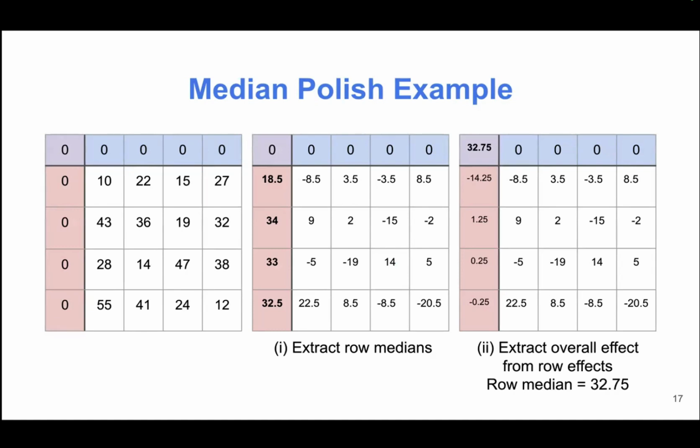And then once we've done that step once, we'll take a look at the median of those row effects and subtract that from each of the row effects and add it to our overall effect. So in this case, our median of our row effects is 32.75. So we'll subtract that from each row effect and add it to our overall effect.